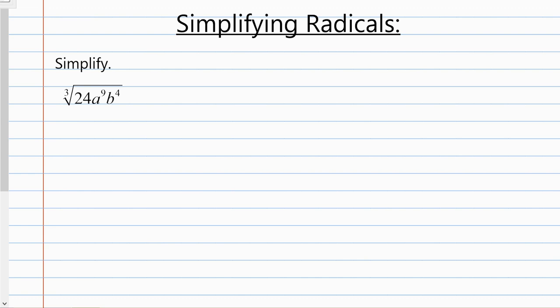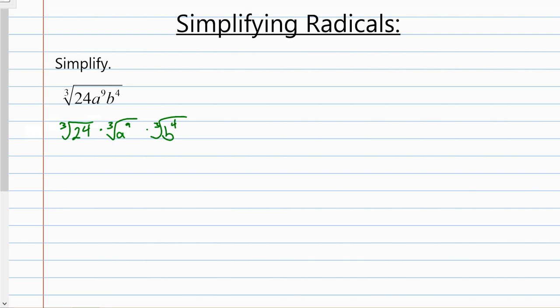So let's do some more simplifying of radical expressions. Our strategy is going to be to continue to break these down as much as possible. So, for instance, on something that looks like this, my first thought is immediately to split this into 3 radicals to start. So I'm going to turn this into the cube root of 24 times the cube root of a to the 9th times the cube root of b to the 4th.